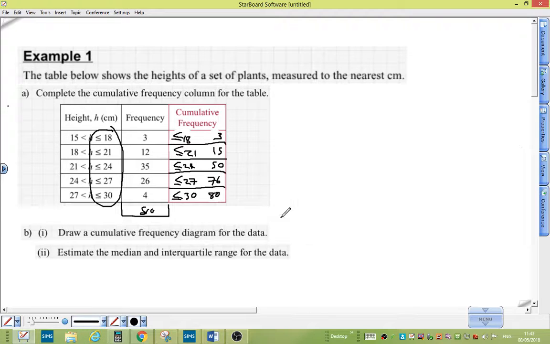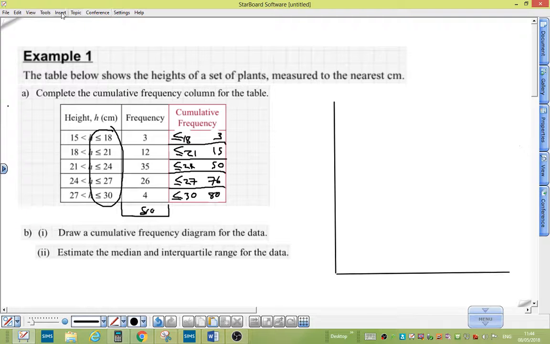Now, cumulative frequency, very roughly, looks like this. You have one axis and another axis, and the vertical axis is always going to be cumulative frequency. The upper end of this is this figure here, which is the entire survey. There were 80 plants surveyed, so I've got to go from 0 to 80. So I suggest every 2 squares is worth 10. 2 squares, 20. 2 squares, 30.